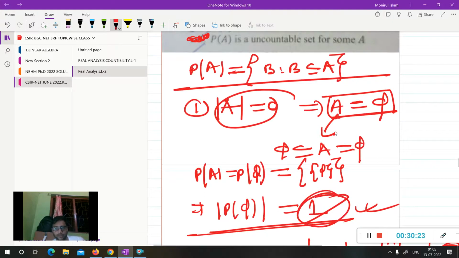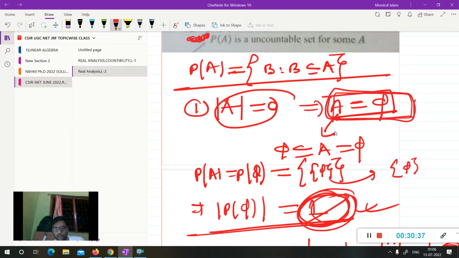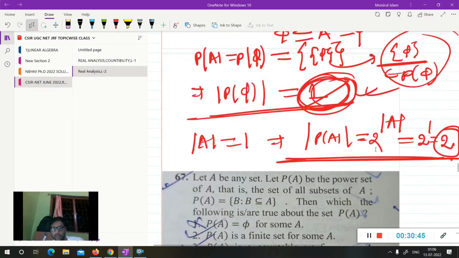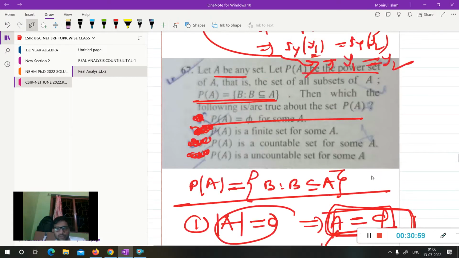Hope you see here. Do you understand? If A is the empty set, containing no element, then the power set contains at least 1 element, namely phi, which is an element of the power set of phi. But if it contains more than 1 element, by the cardinality formula, the power set of A has 2 to the power of the cardinality of A elements, which is more than 1 element. So in any case the power set is not equal to phi, meaning the power set is never the empty set. So option 1 is incorrect. Hope you understand my point. Are you getting my point?